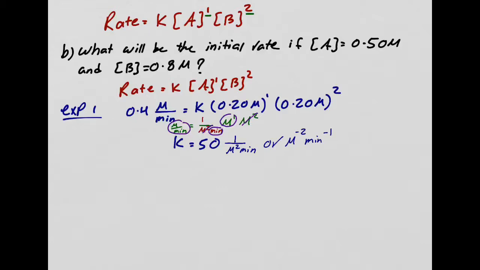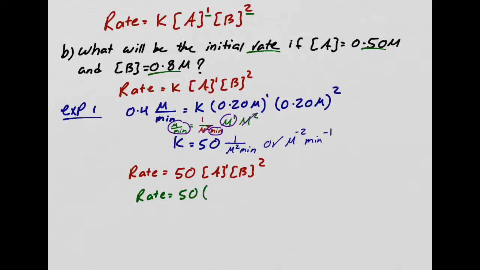Now that I have K, I have everything for the rate constant. So now I can plug in and figure out anything that I want. I'm going to rewrite the rate equation. Rate is going to equal 50, because that is my rate constant, times concentration of A times concentration of B. Now let's plug it in. The question asks, what would be the initial rate if A is 0.5 and B is 0.8? I don't know what my rate is. 50 is my K. Now my A is going to be 0.50 to the power of 1. My B is going to be 0.80 to the power of 2.